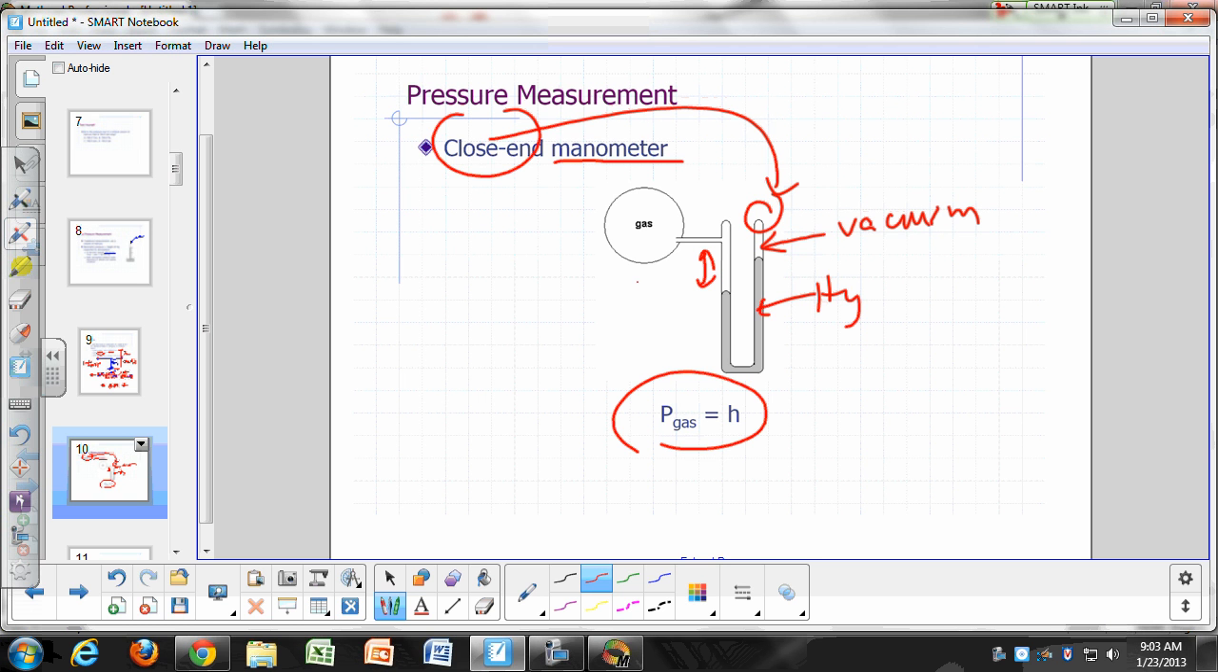Now, if you open that up, what pressure would you be measuring? The pressure of the atmosphere. And so you're going to have a height of 76 centimeters of mercury or 760 millimeters of mercury. But if you connect that to a gas, then whatever that height is would be the pressure of your gas.